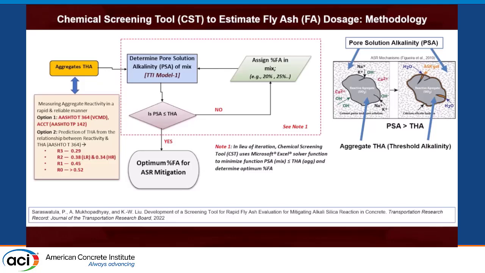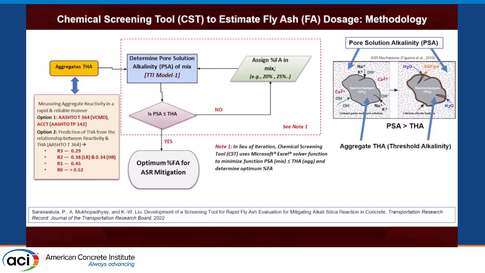Then the Excel spreadsheet uses this relationship. It takes the pore solution alkalinity, compares it with the threshold, and does a lot of iteration to get a percentage of fly ash or whatever SCM you are using. It determines the percentage that you need to satisfy that criterion, meaning the pore solution should be slightly below the threshold alkalinity of the aggregate. This is already developed. It is an Excel tool. If you give those inputs, it immediately calculates how much you need. Now the question is pore solution.